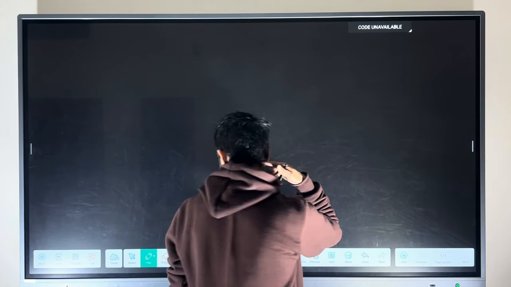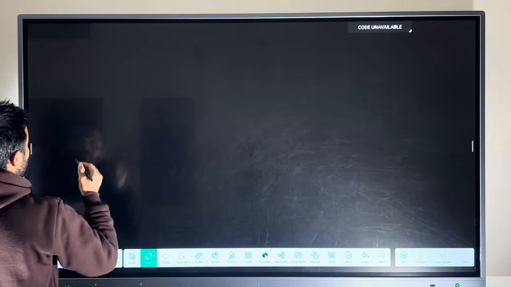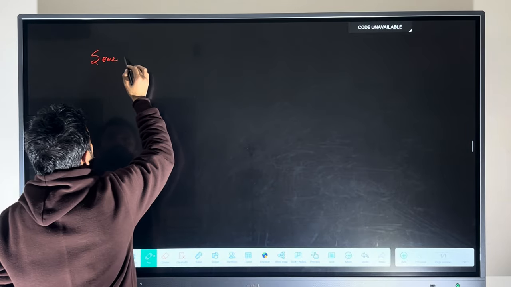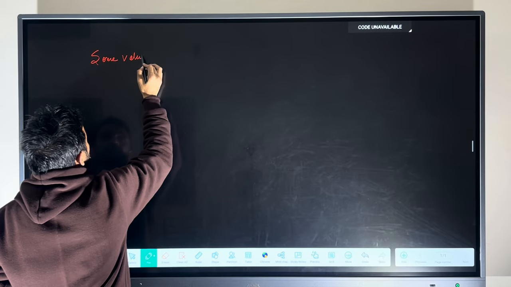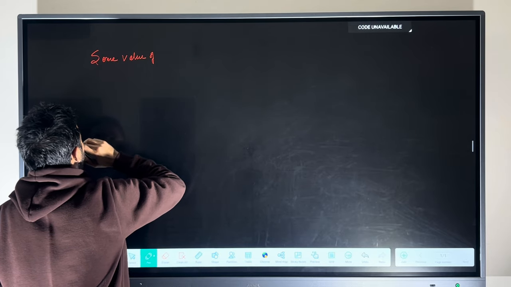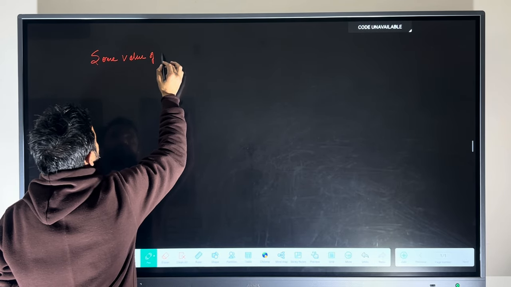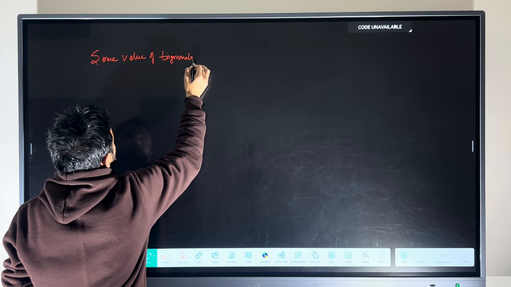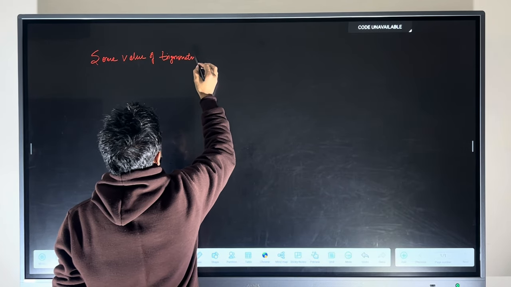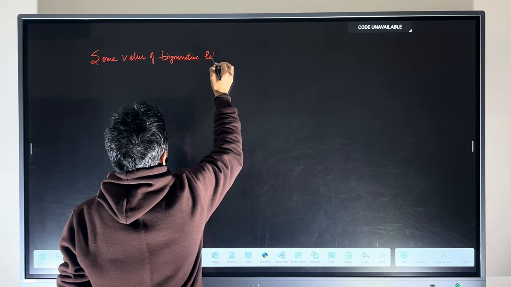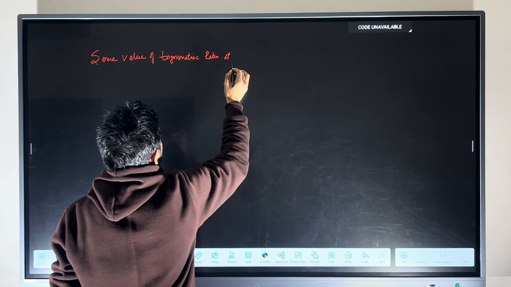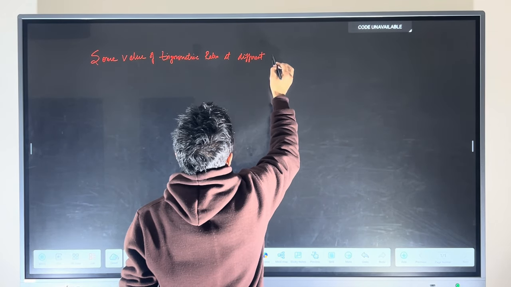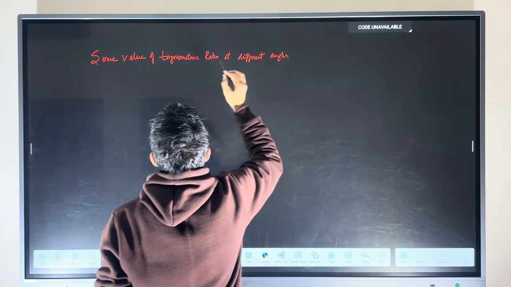Now moving forward, we will find some values of trigonometric ratios at different angles.